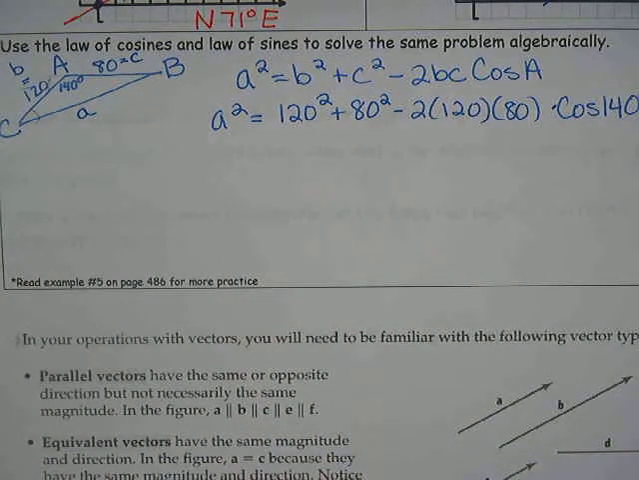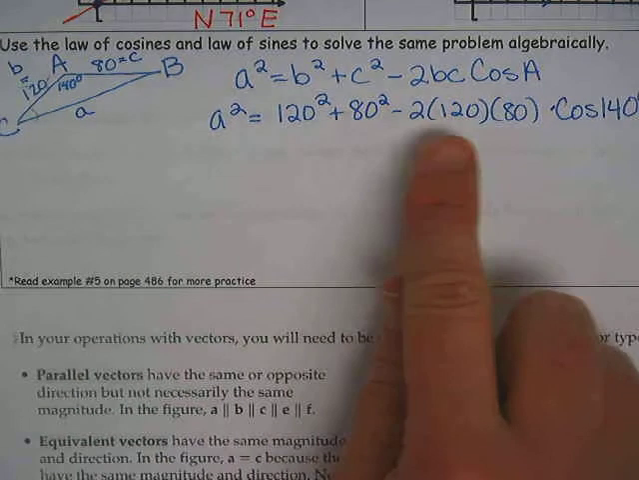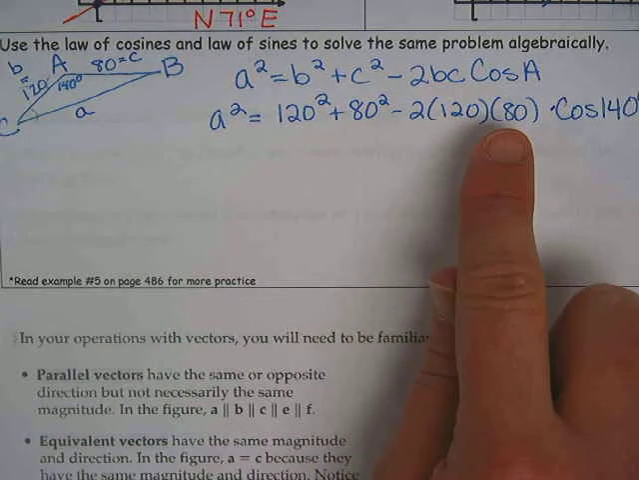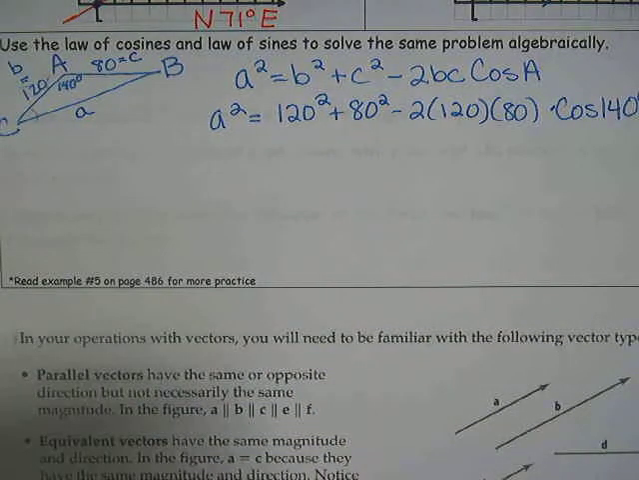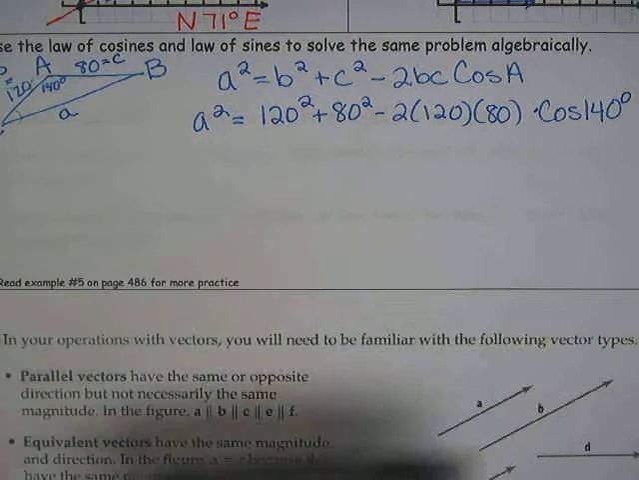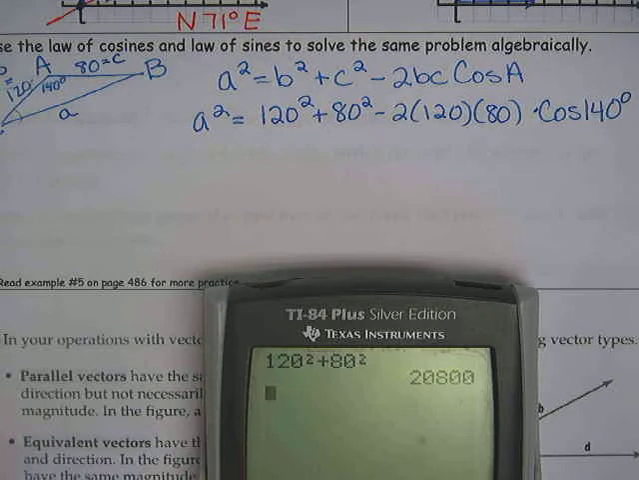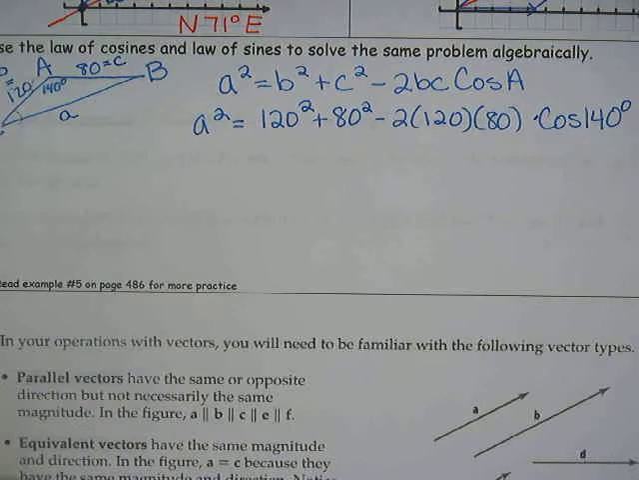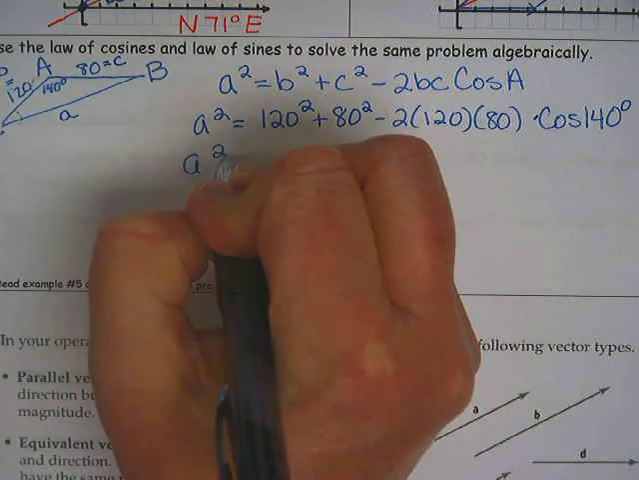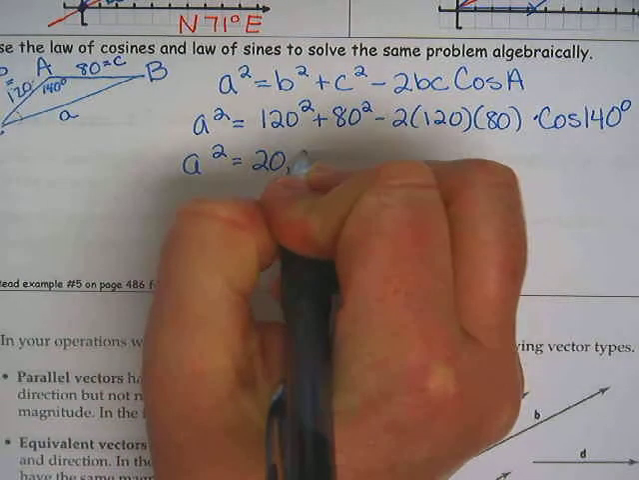120 squared plus 80 squared. I want to do those first because I want to make sure I follow order of operations, and because the 2 multiplied by the 120 multiplied by the 80 multiplied by the cosine of 140, I would want to do those before I did the subtraction. And so that is equal to 20,800. So a squared is equal to 20,800.